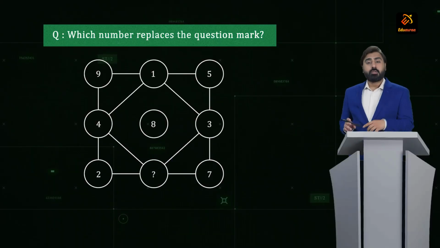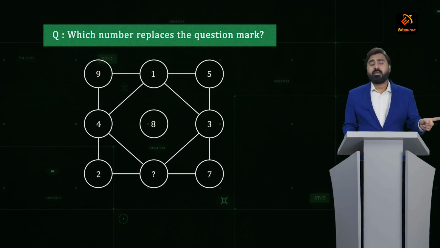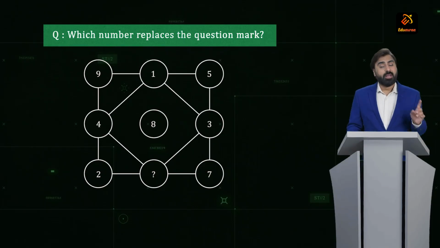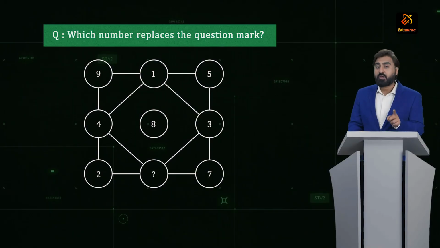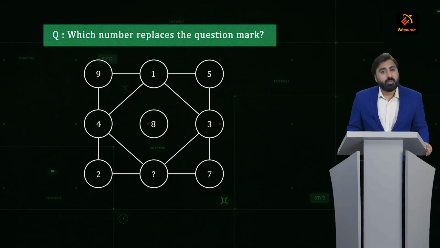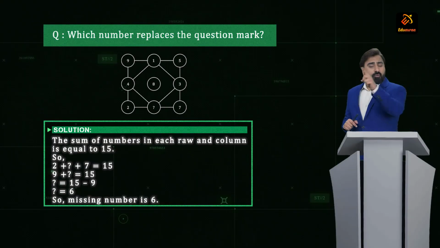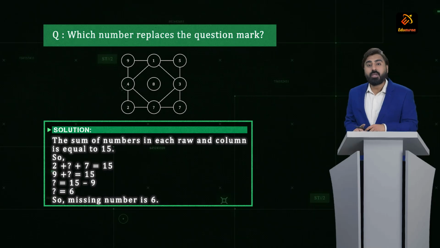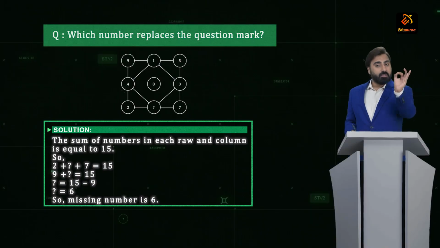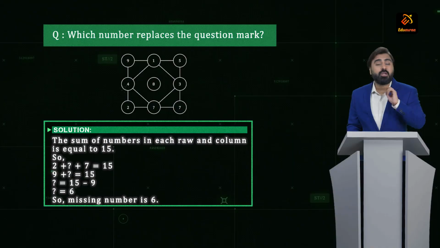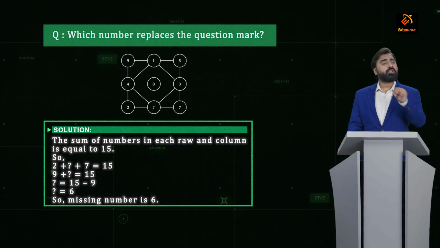Now, if you see this diagram properly, let's add 9 plus 1 plus 5. What is the number? 9 plus 1, 10, plus 5, 15. 4 plus 8 plus 3. 4 plus 8, 12, plus 3, 15. Now, 9 plus 4 plus 2. 9 plus 4, 13, plus 2, 15. 5 plus 3 plus 7. 8 plus 7, 15. So, the addition of rows or columns comes out to be 15. So when we consider this last row, 2 plus missing number plus 7 should also be equal to 15. So what is 2 plus 7, students?